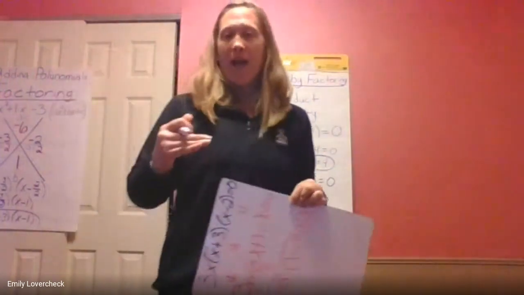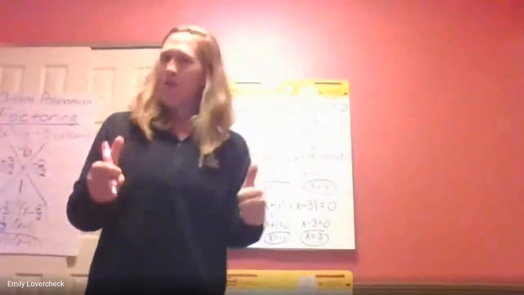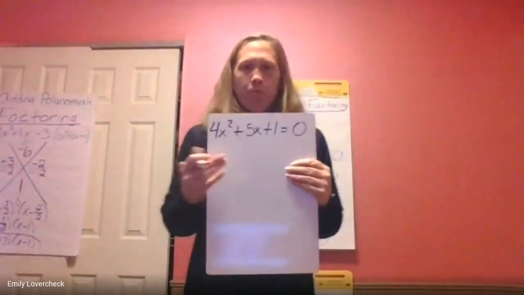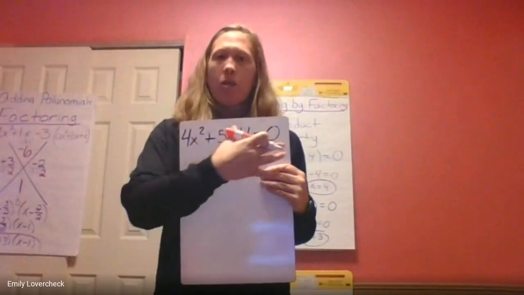So we're tying in the factoring we did the last 2 days and this material here. Let's just do a couple more problems, and then we'll be good to go. Okay? So let's do this one here. 2 more problems. So let's say I have 4x squared plus 5x plus 1 equals 0.